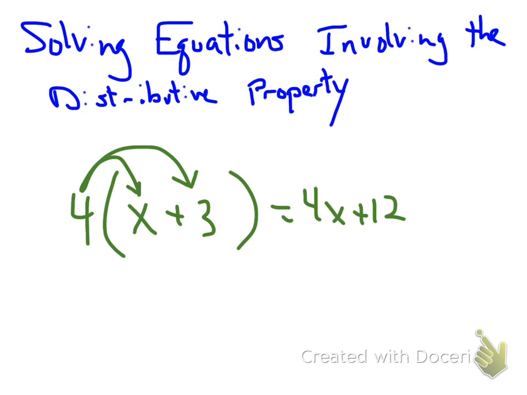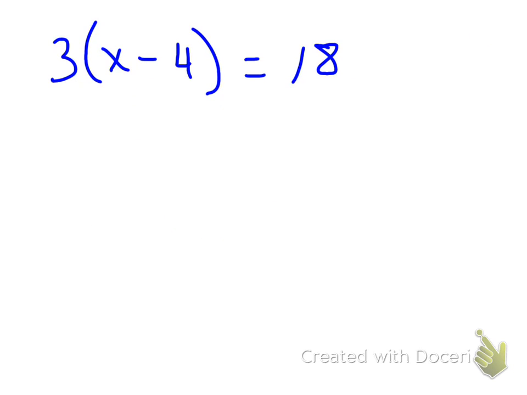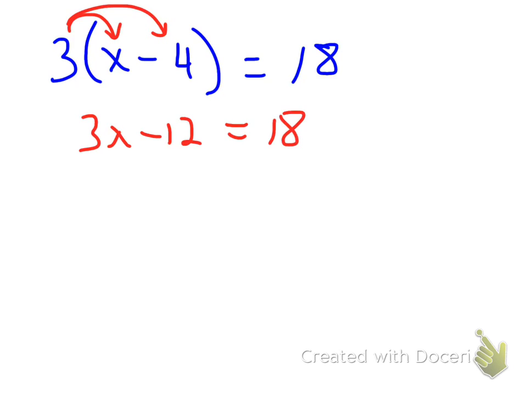So an example would be like this problem here. 3 times in parentheses x minus 4 equals 18. First thing I want to do is get rid of this set of parentheses, and to do that, I'm going to use my distributive property. Multiply the 3 times both of these to give me 3x minus 12 equals 18.